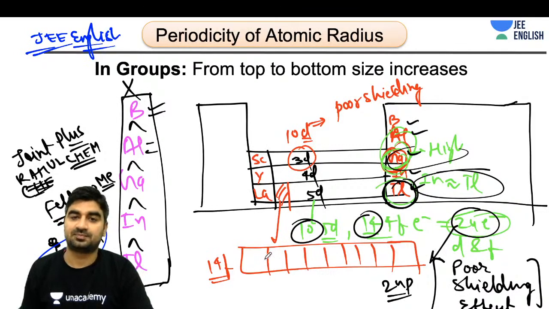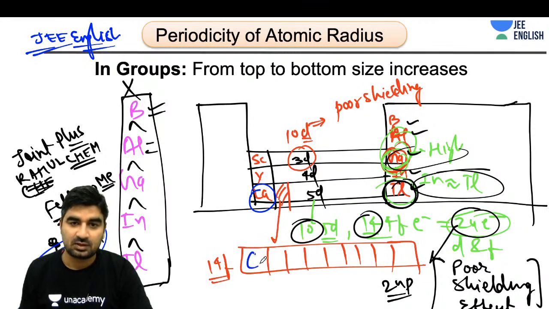Yes, B and C lies D block. And cerium to lutetium, these are F block elements.